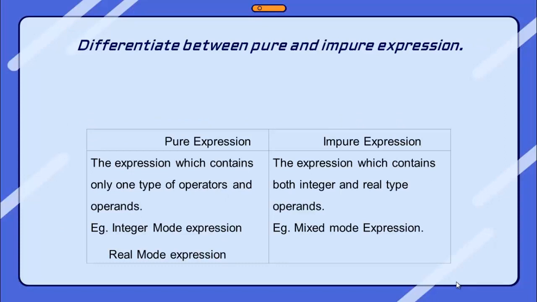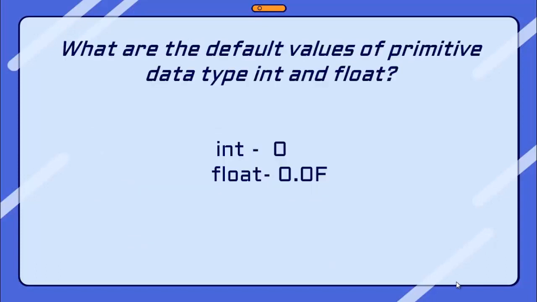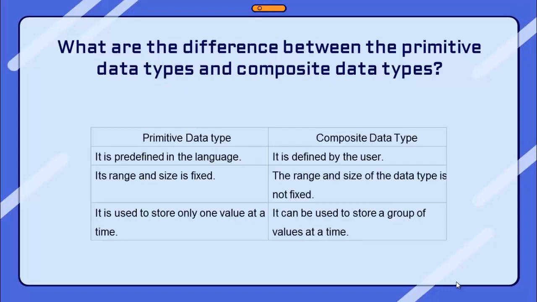Differentiate between pure and impure expression. The expression which contains only one type of operators and operands is pure. The expression which contains both integer and real type operands is impure. The other name is mixed mode expression. The default value of the primitive data types int and float: int is 0, float is 0.0f.